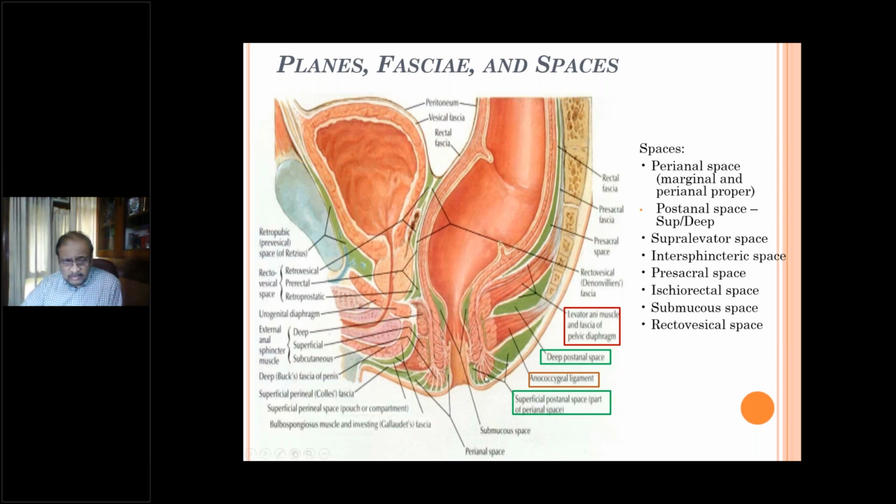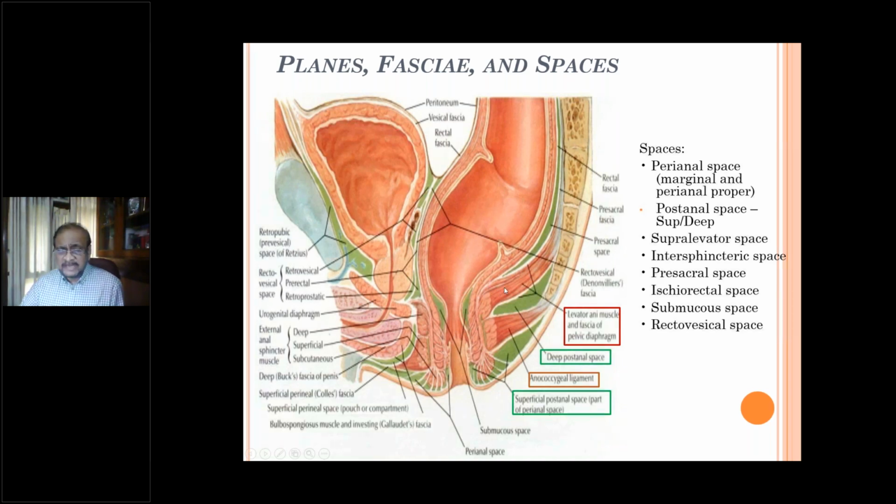The perianal, we just talked about that, is very clear. The perianal, basically the marginal, and the perianal, which is lying more laterally, right? But these two spaces are divided by the anococcygeal raphe into two spaces. One, the superficial postanal space and the deep postanal space. So the anococcygeal raphe divides the area behind the anal canal into two spaces, the deep and the superficial postanal space, the anococcygeal ligament. Above that is basically the levator ani.